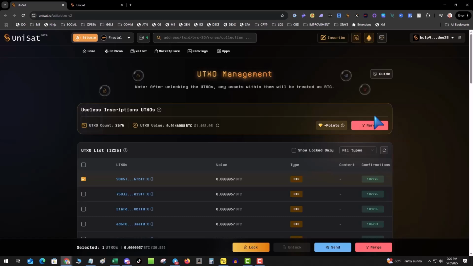This is a way, through UTXO management, to recover Bitcoin that is trapped in a BRC20.